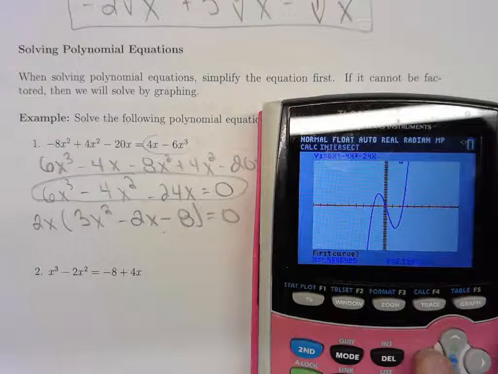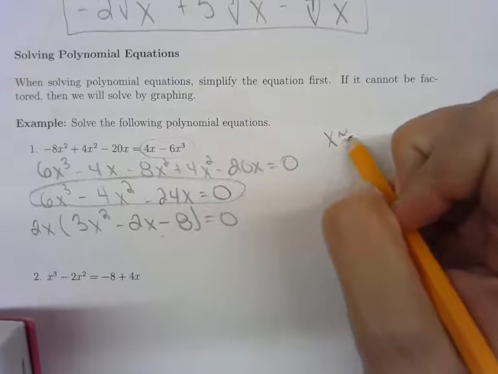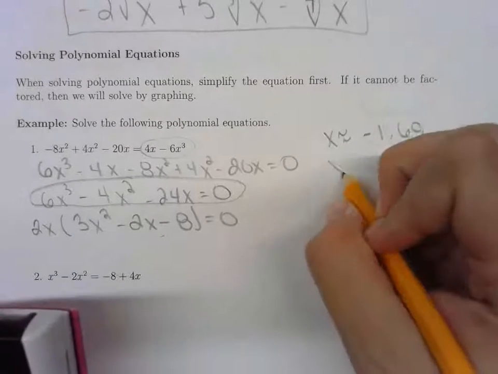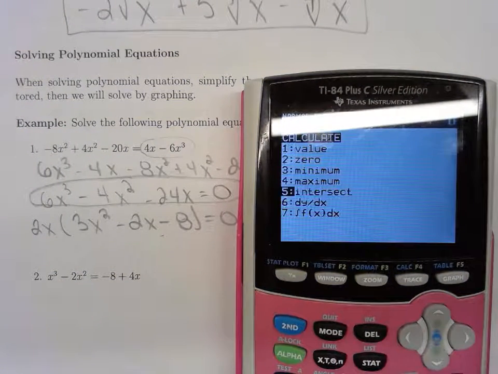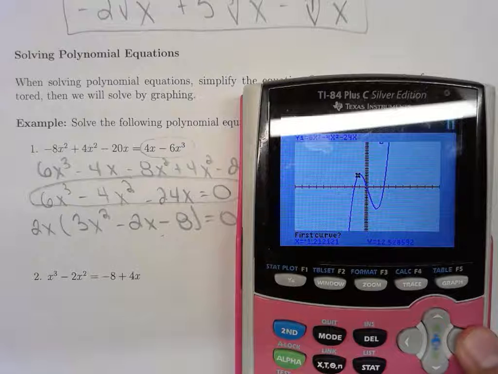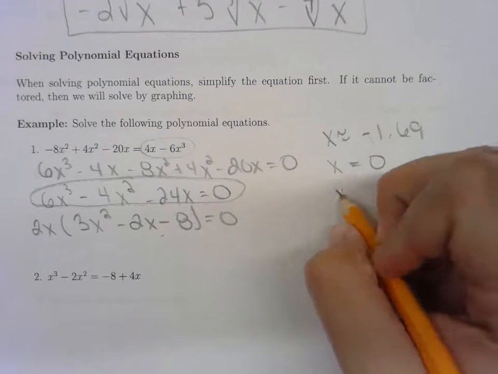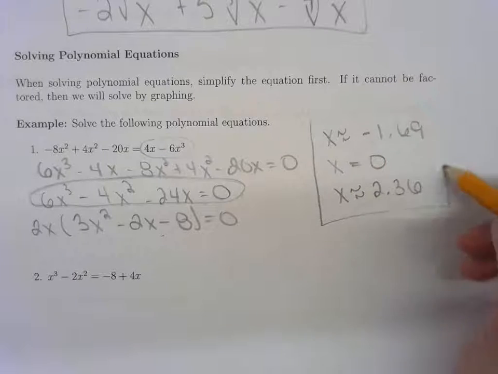I'm going to hover around this left one first. It looks like x equals approximately negative 1.69 as a solution. I'm going to go ahead and write the x equals 0. We can see that one. And then we have one more. Okay, so I'm going to hover around that intersection point. And it looks like x is about 2.36. Okay, so there's our solutions for that one.